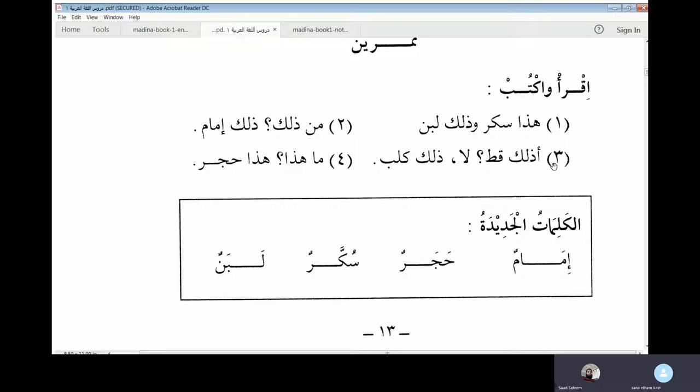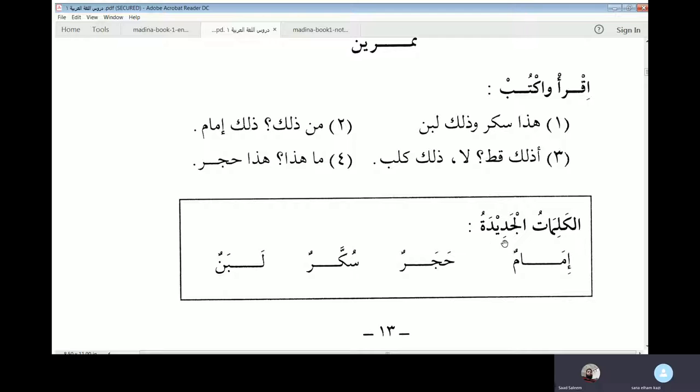Is that a cat? La, no. That is a dog. Ma haza, what is this? Haza hajar. This is a stone.